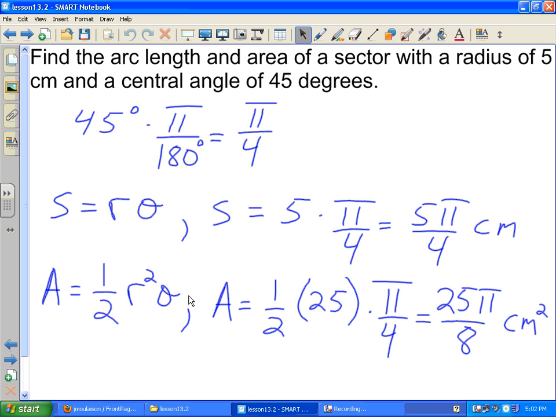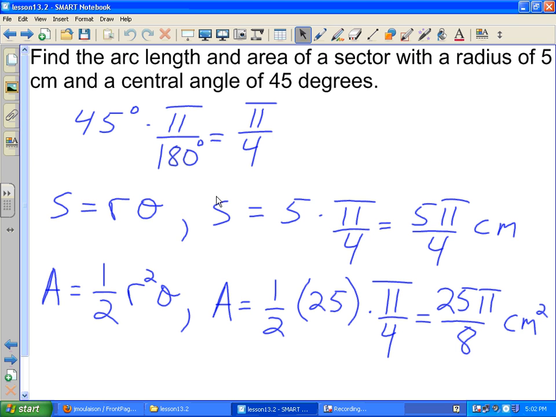So for example, find the arc length and area of a sector with a radius of 5 centimeters and a central angle of 45 degrees. So once again, before I start using these formulas, I need to convert 45 degrees. Converting 45 degrees to radians, I multiply by pi over 180, which leaves me with pi over 4 radians.